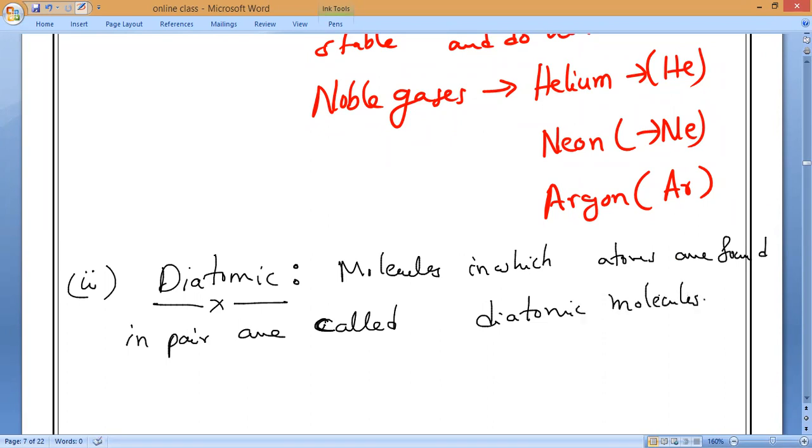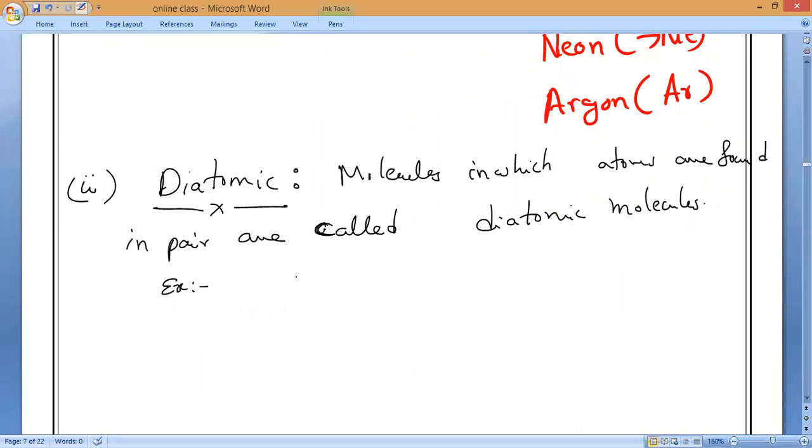Can anybody tell me examples? First, hydrogen; you can take oxygen, chlorine, nitrogen. Enough. That is diatomicity. Next. Remember, more than two we say polyatomic, but let it be, till four we will study. After that, we will write polyatomic. Now, three is there. What do we call it?